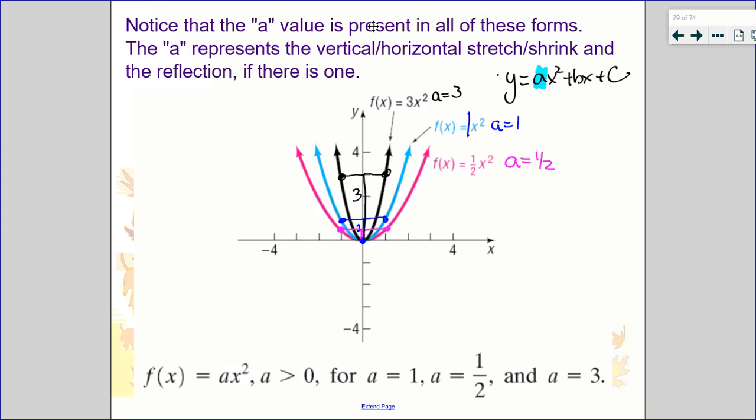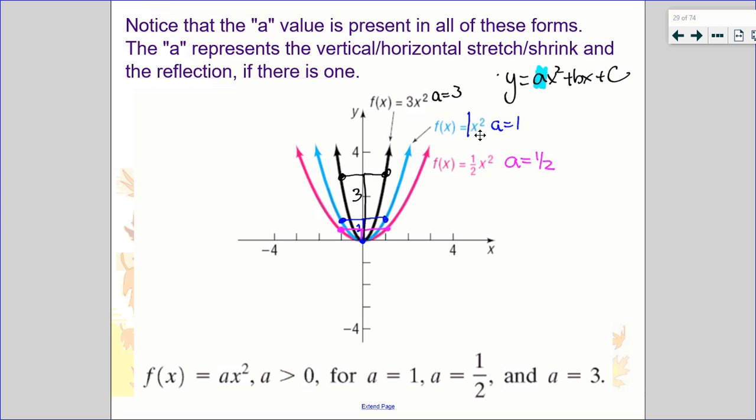So the A value in any equation represents how skinny or how wide the parabola will be. You can see for f of x equals 3x squared, our A value would equal 3. So for that parabola, from the vertex, which is the bottom in this case, you'd go up 3, 1, 2, 3, and then right one and left one to make some more points on your parabola.